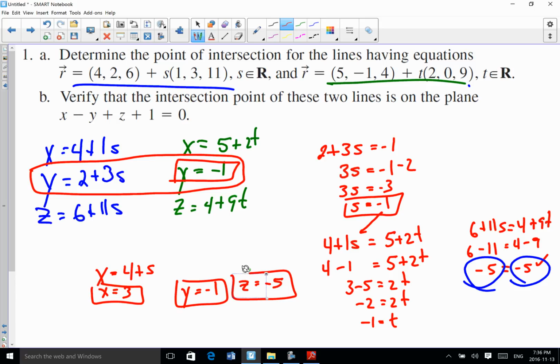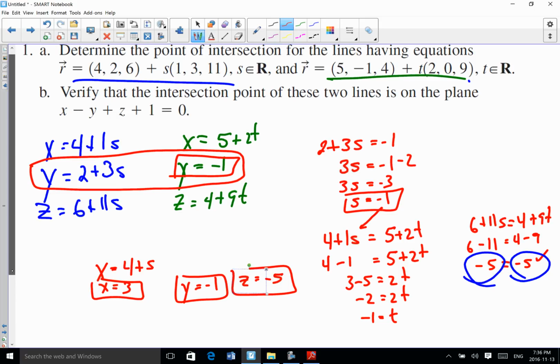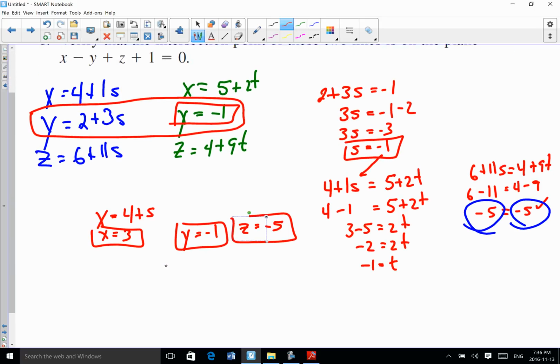Part B, verify the intersection point of these two lines is on a plane. Well, if we're given an equation for the plane, and we're given our POI of 3, -1, -5, can't we simply substitute those in for x, y, and z? That should work. So x is 3, minus y was a minus -1, plus z, so that's 5, plus 1, it's supposed to come out to 0.